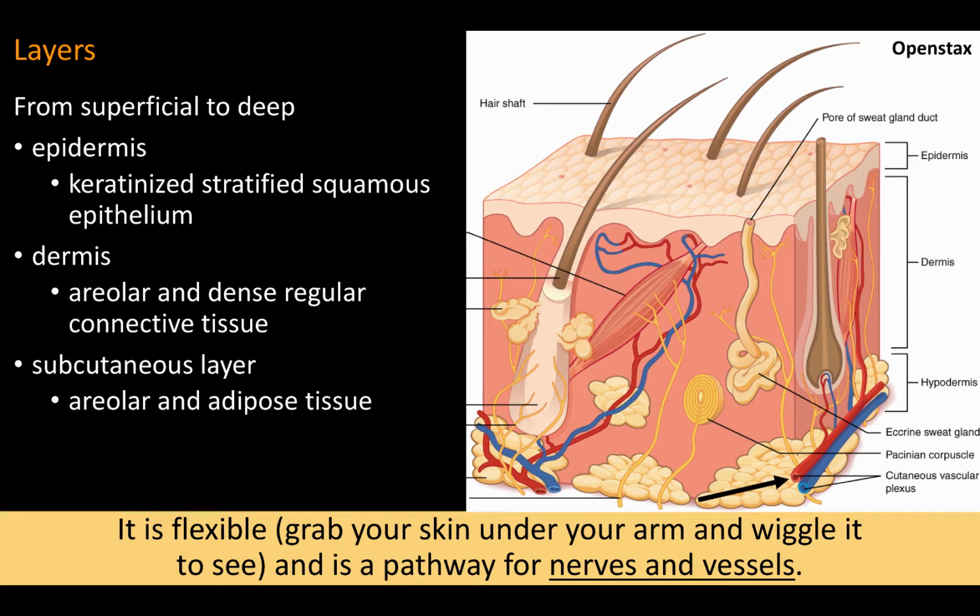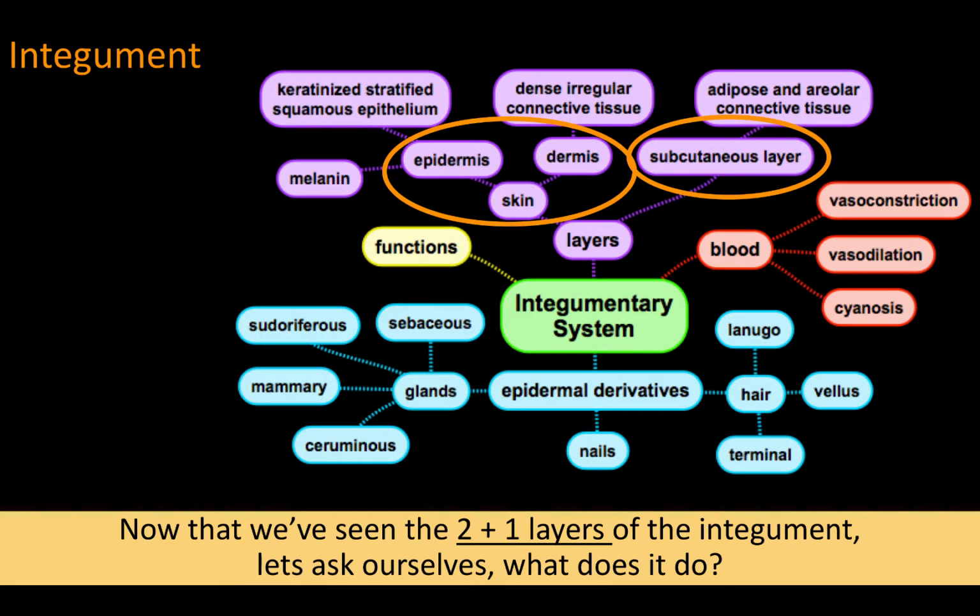It is flexible. Grab your skin under your arm and wiggle it to see. And it is a pathway for nerves and vessels. Now that we've seen the 2+1 layers of the integument, let's ask ourselves, what does it do?